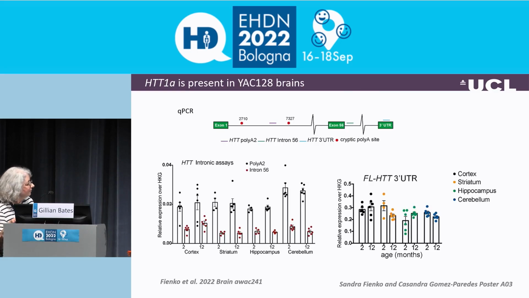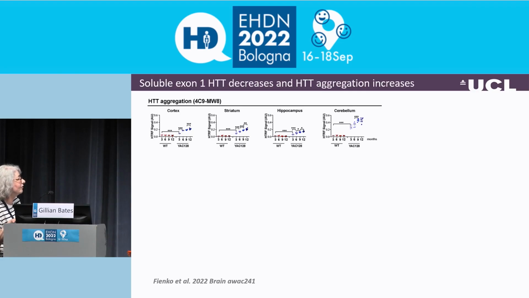And again, the black is showing you the intron 1 levels. Intron 1 levels are higher than other intronic sequences, and they don't really change from 2 to 12 months of age. So we can detect the Huntingtin 1A transcript in these mice.